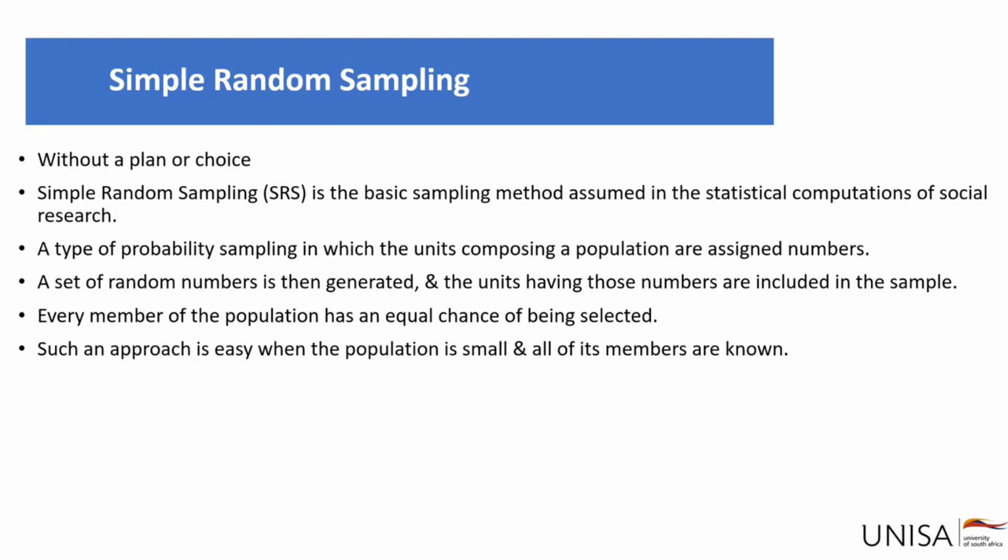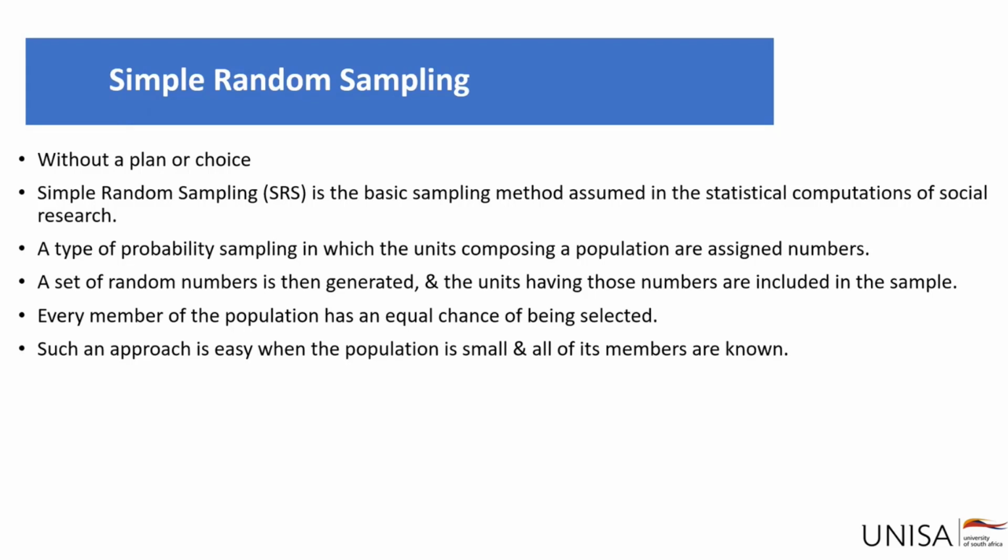Simple random sampling is the basic sampling method assumed in the statistical computation of social research. So this is the most simple one. So remember, it's probability, but then it comes to simple random sampling. So everybody here whose name is in the hat stands a chance to be selected, or all the SMMEs can be selected in Johannesburg. So it's simple, you can go this way, it's like, oh, here is one. So it's basically like accidental.